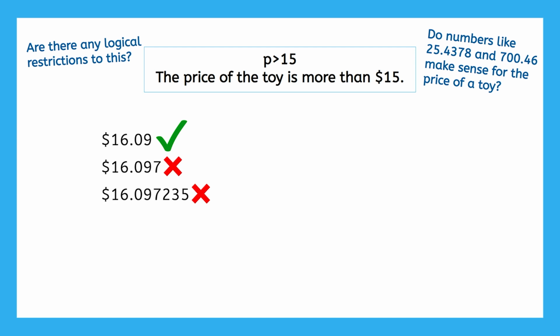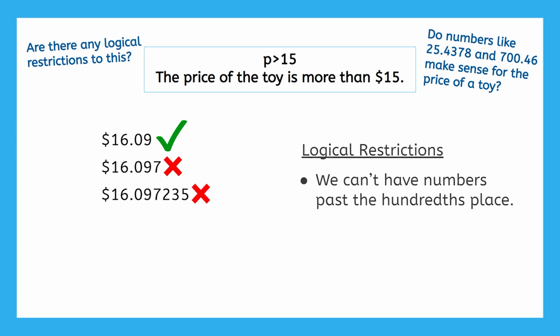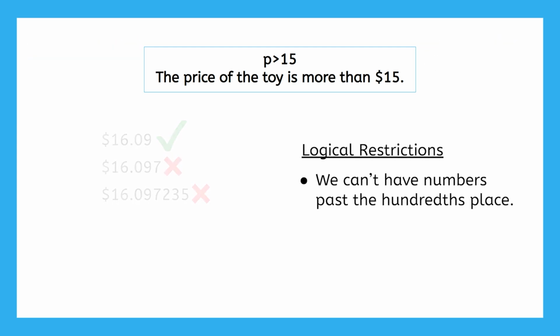Let's start a list of restrictions so we can tell people that, logically, numbers past the hundredths place won't work for this scenario. Is there anything else you can think of that's greater than 15 but just wouldn't make sense in this scenario? What about numbers like these?